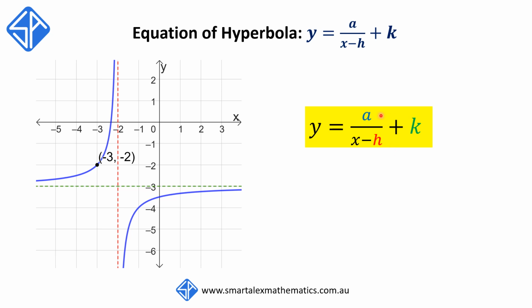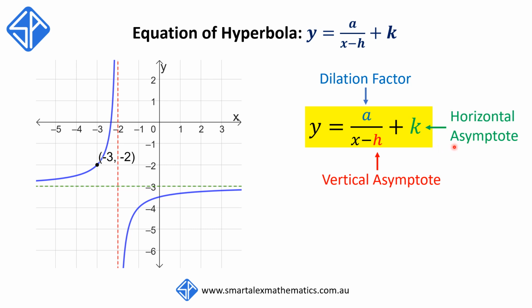The a in this equation represents the dilation factor. This is essentially how much the hyperbola stretches from its center. The h represents the vertical asymptote and the k represents the horizontal asymptote.